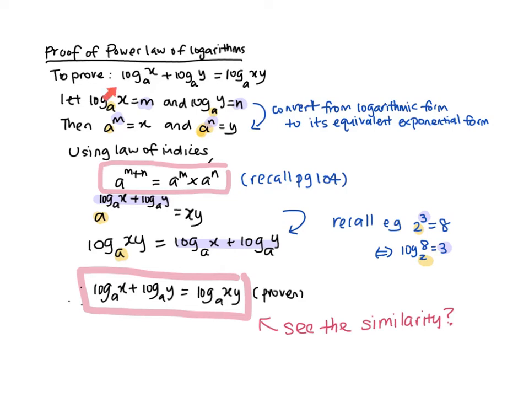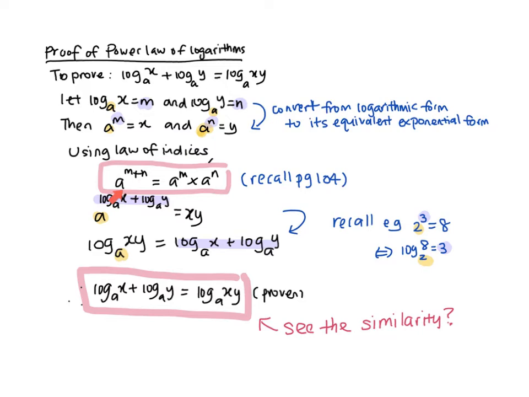To prove the power law of logarithm, we can make use of its equivalent exponential form. By letting log x base a be m and log y base a be n, in the exponential form we will have a to the power m equals x and a to the power n equals y. Because this is as good as saying a to the power m gives x, a to the power n gives y.